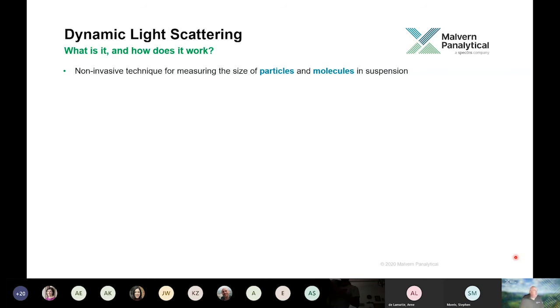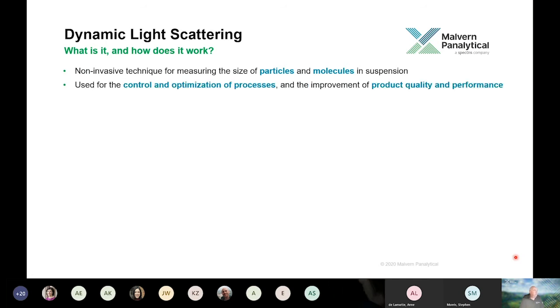So it's completely non-invasive. We can measure the size of particles or molecules in suspension. The smallest thing we've measured in the instrument is sucrose molecules, which are 0.6 of a nanometer or 6 angstroms in diameter. So that's the capability we've got these days with modern technology. DLS is used in all sorts of applications for the control and optimization of processes, improving product quality and performance, for instance.